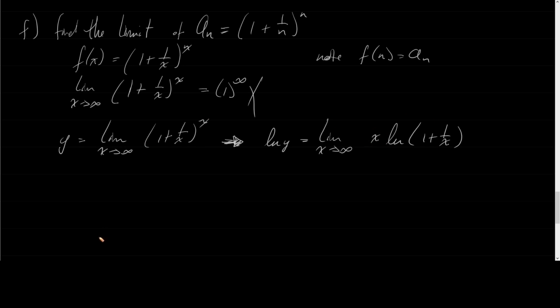I took ln of both sides, rules of exponents, brought the exponent to the front of the log. Now, at that point, I still can't plug in infinity, because if I plug in infinity, what do I get? This part right here goes to infinity, and this part, 1 over infinity, goes to 0. 1 plus 0 is 1. Ln of 1 is 0. So I have infinity times 0. We don't like that. So we're going to have to manipulate this somehow.